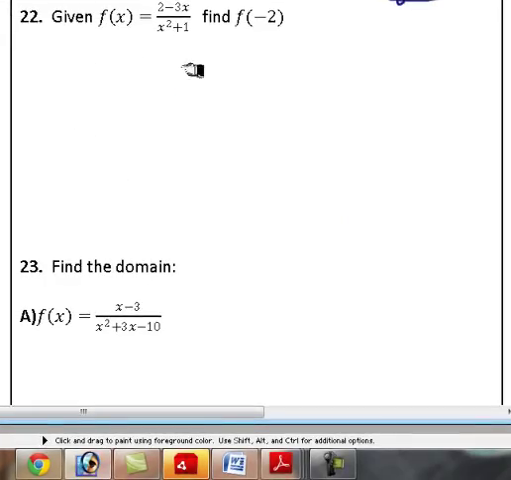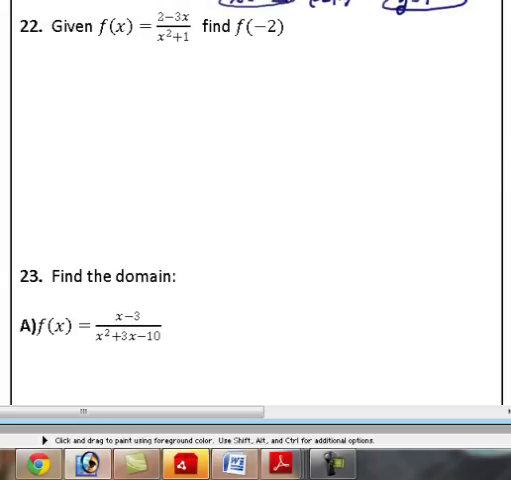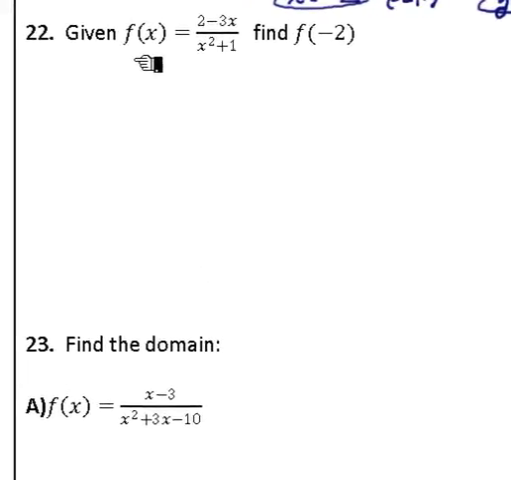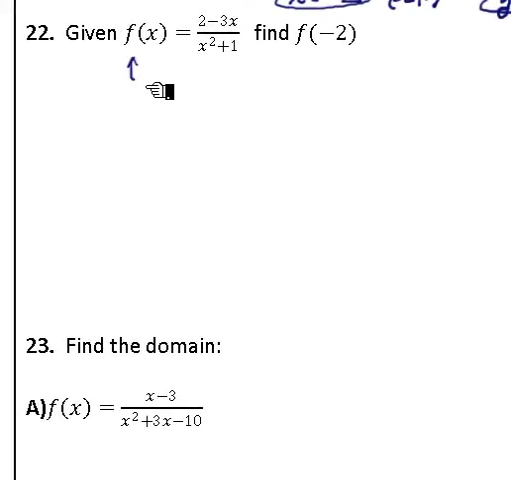In number 22, we have a function, and this reads f of x. Let me just write down how to read that. f of x. f of x is equal to 2 minus 3x over x squared plus 1, and we want to find f of minus 2.